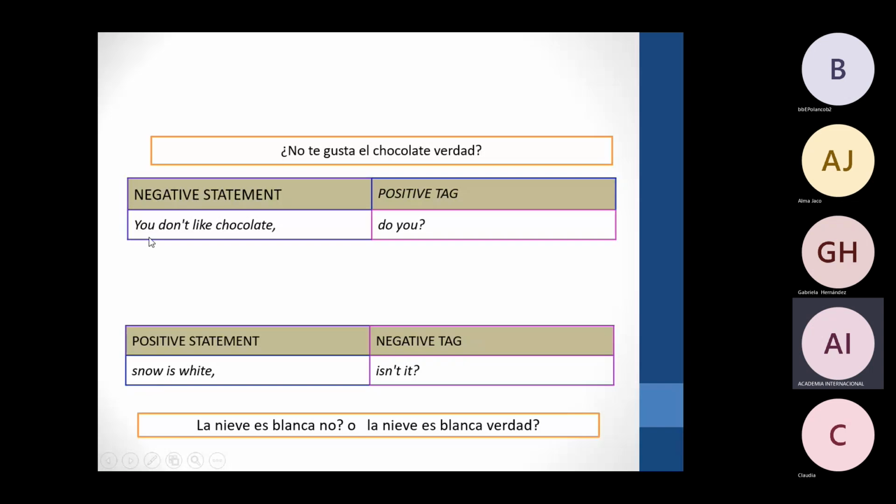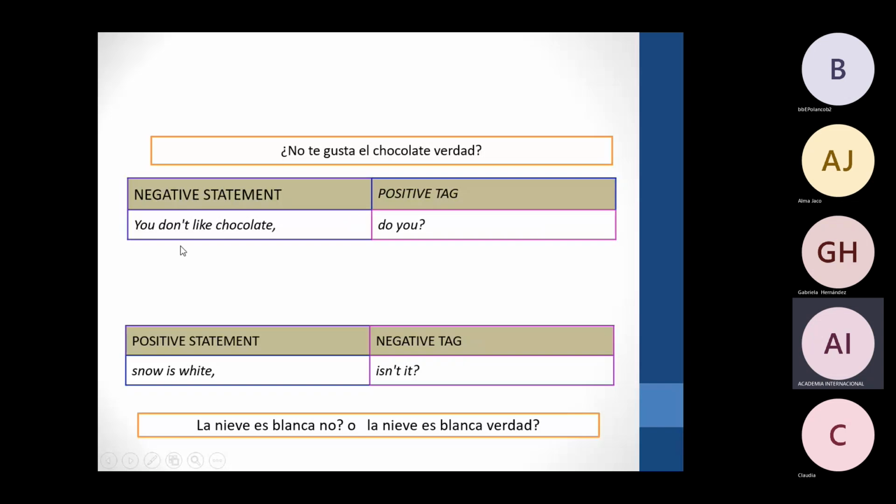Ahora, en la de arriba, no estoy utilizando el verbo to be, estoy utilizando el presente simple. The simple present. ¿Se acuerdan del simple present? Es cuando hago una oración, por ejemplo, you like chocolate. ¿Te gusta el chocolate? Eso es una oración afirmativa en presente simple. Ahora, cuando la hacemos en negativa, usamos el auxiliar do. You don't like chocolate. Y para hacerla interrogativa, uso el auxiliar do al inicio. Do you like chocolate? Y así sucesivamente.